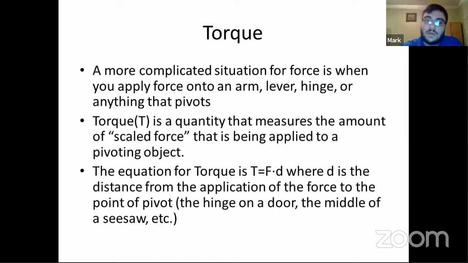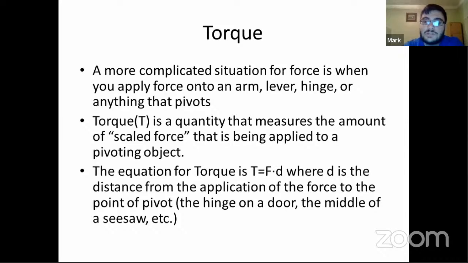This is called torque. You can think of torque almost as a scaled force that is being applied to a pivoting object. What I mean by scaled is, and this is not a textbook definition, that not all of the force is going straight into pushing the object, right? And the equation for this is torque equals force times distance. I know it looks like a T, but it's actually not a T. The symbol is a tau. They look very similar, but it's a Greek letter. Tau is equal to force times distance.